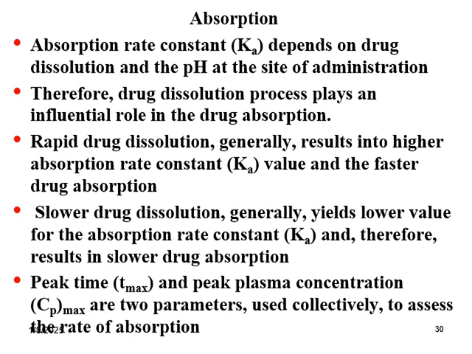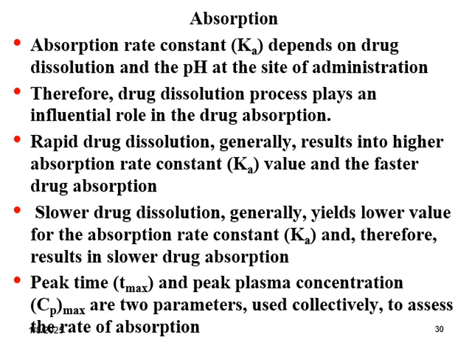If the drug dissolution is slow, and we mentioned this a little bit in our Pharmaceutics 1 lecture, right? Slower drug dissolution can yield a lower value for the Ka, and of course results in slower drug absorption. And the Tmax and the Cpmax, those two are used to assess the rate of absorption, as I mentioned before.